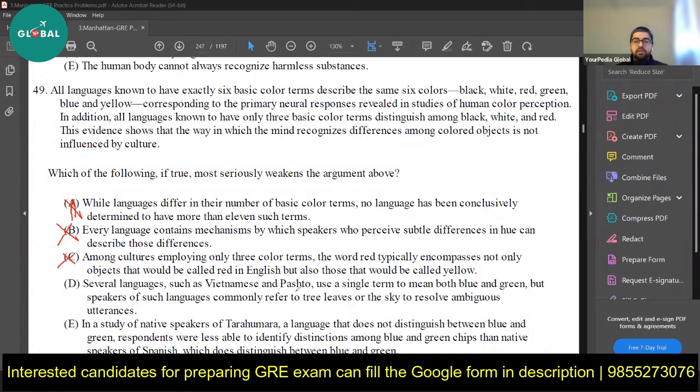This is saying, okay, in their language, a single term means both blue and green, but they can differentiate by giving the reference of tree leaves and sky. So they have some sense that green is different, blue is different. So this is again making the argument strong, not weak. Okay, is it making sense? Now check E and tell me why this is correct.